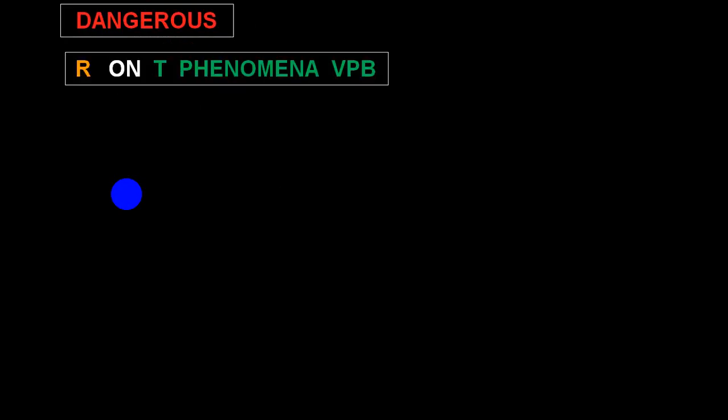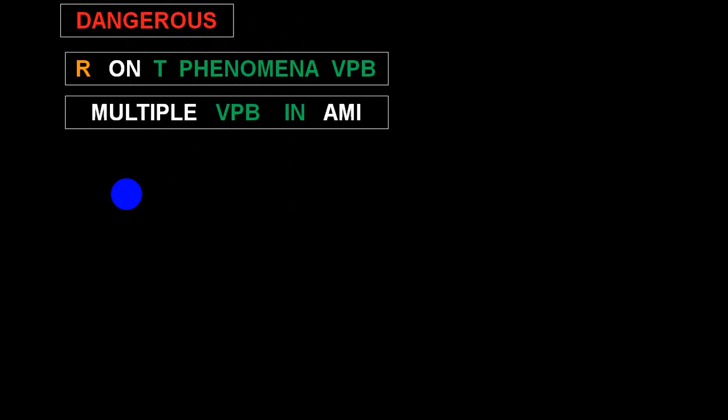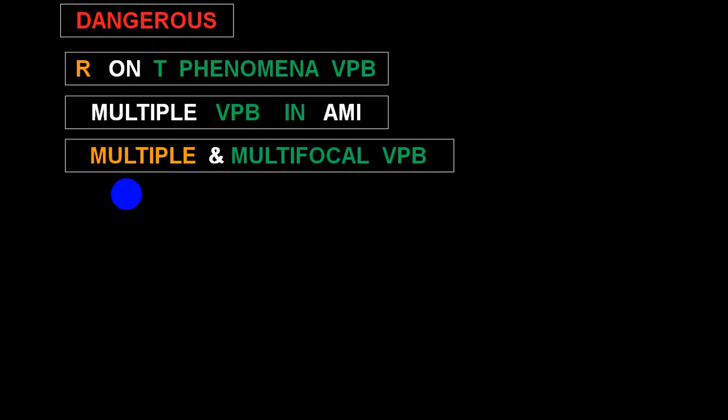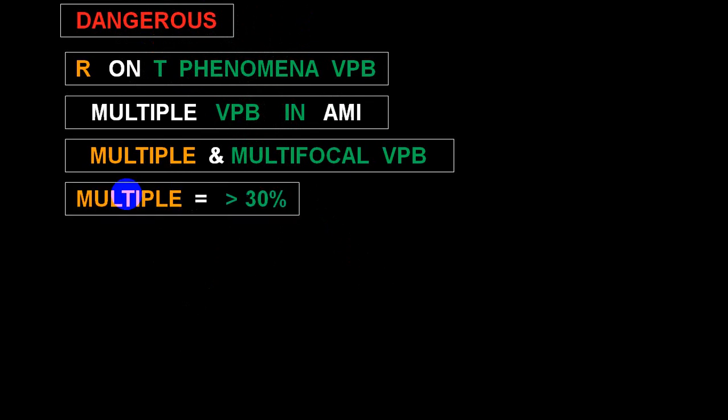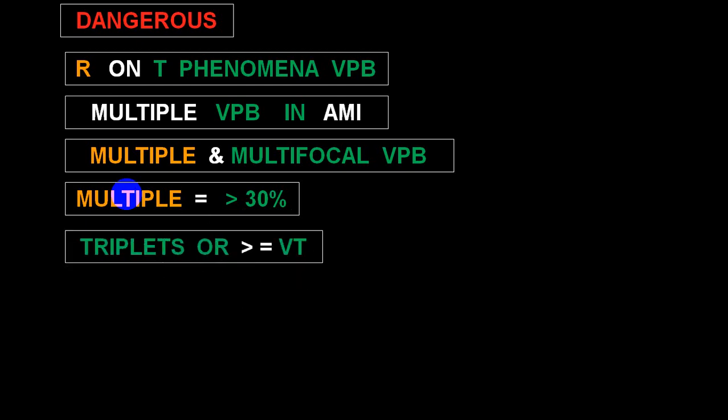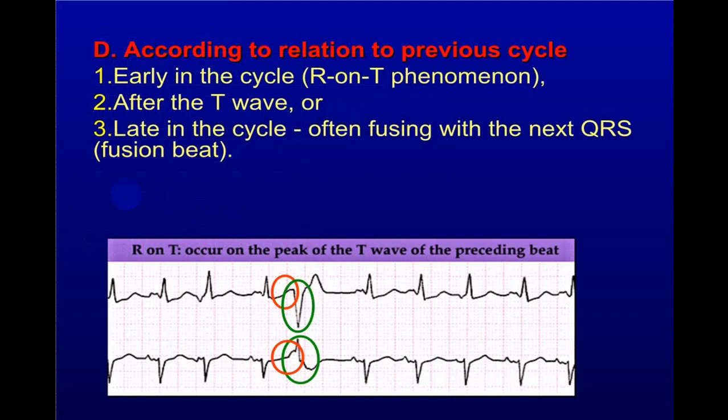What are dangerous ventricular premature beats? R on T phenomenon, multiple ventricular premature beats if along with acute myocardial infarction, multiple and multifocal ventricular premature beats. If more than 30% of the beats are multiple, triplets or salvos, or if there is a run which is non-sustained VT, you must treat them.